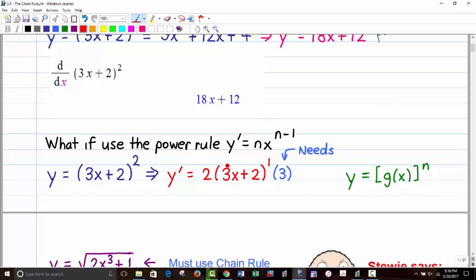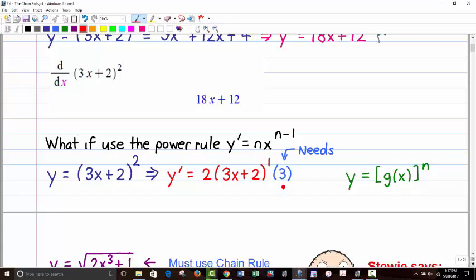Now, as I was saying about using the power rule, here's what I was doing, wrote up there a minute ago. I would just have 2 times 3x plus 2, which is 6x plus 4. It would then need a multiple of 3 to get to that 18x plus 12. So it's missing the 3.